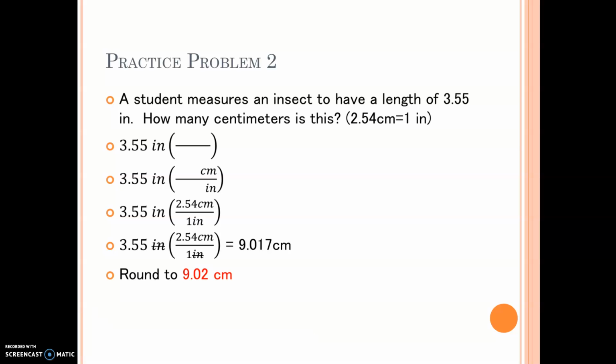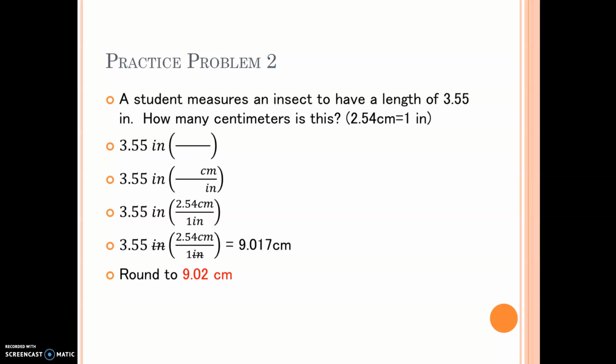Here's our second problem. A student measures an insect to have a length of 3.55 inches. How many centimeters is this? And then it gives us the conversion factor. 2.54 centimeters is equal to 1 inch. Very well. We're going to start by writing down the value that we are given, 3.55. Do not forget the units. The units are inches. And because this is a dimensional analysis problem, we know we are going to need a parentheses. So we're going to set up the parentheses.